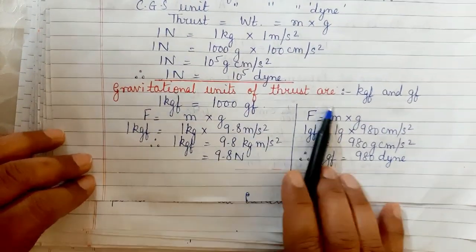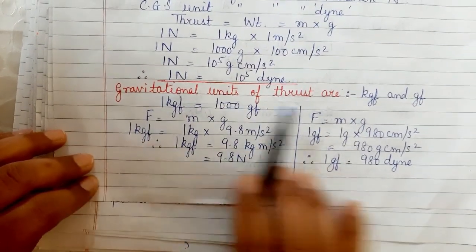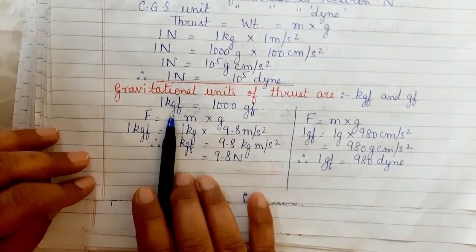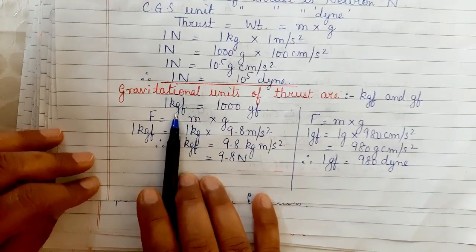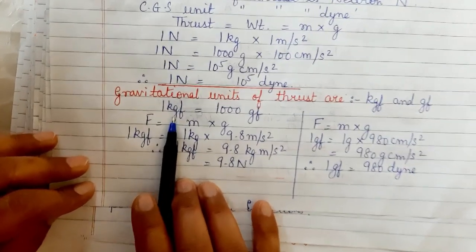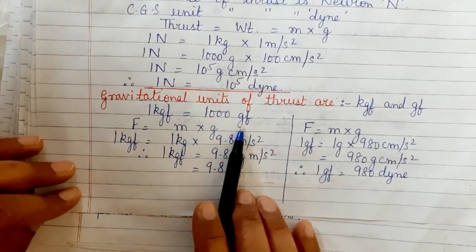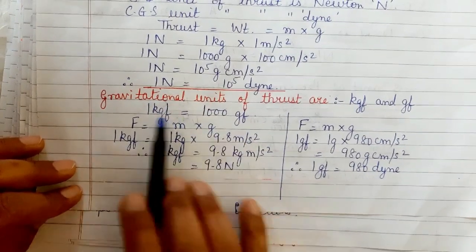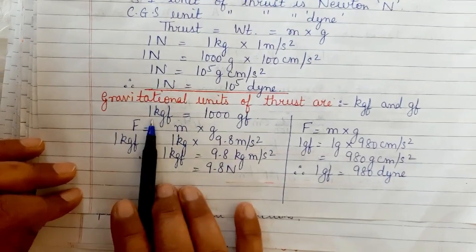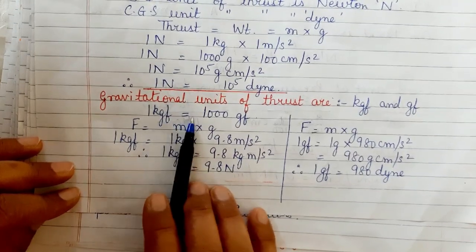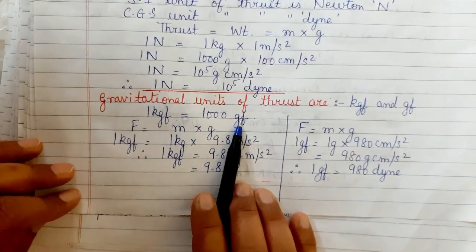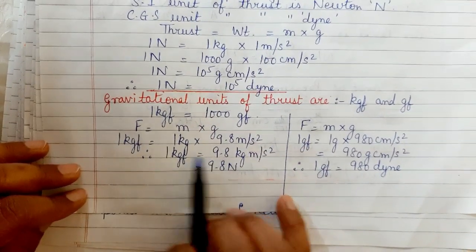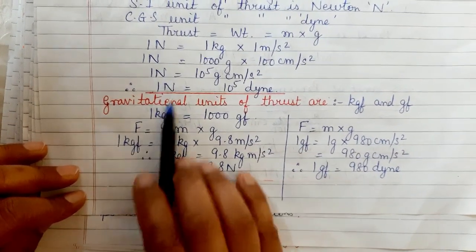There are two more units of thrust and they are known as the gravitational units of thrust. The gravitational SI unit of thrust is kgf, which is called kilogram force, and the CGS gravitational unit of thrust is gf, that is called gram force. What is the relation between the two? Let us look at it. 1 kgf is equal to 1000 gf. And now let us look at the interrelation between kgf and Newton.